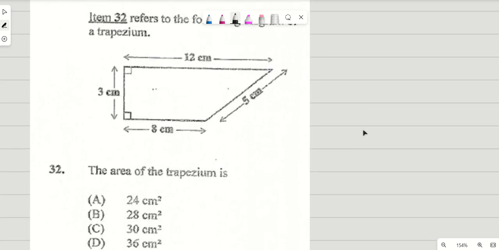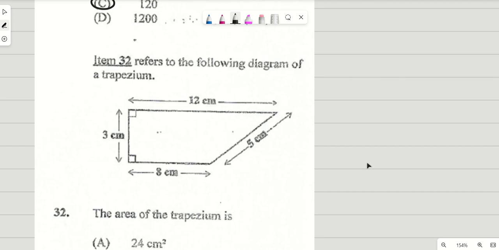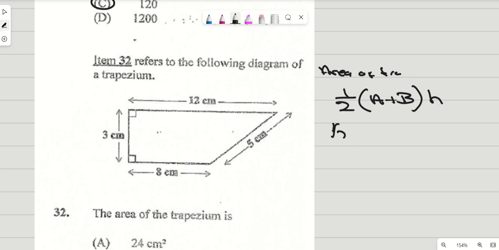Let's look at this question now. The area of the trapezium. First off, we know the area of a trapezium. If you don't know the formula, look at your formula sheet. Area of a trapezium is a half (a plus b), which is the opposite parallel sides, multiplied by height. So it would be a half.